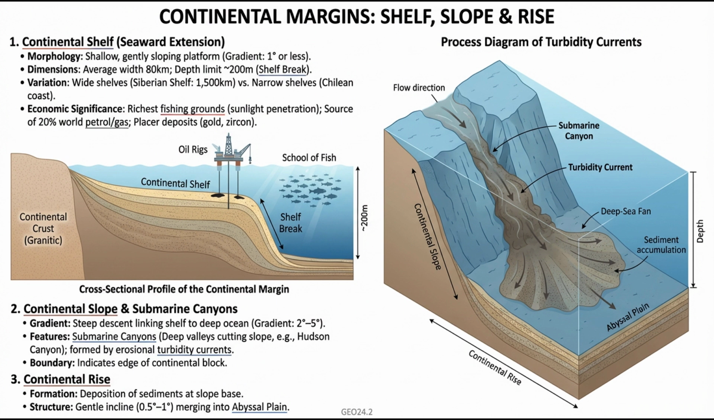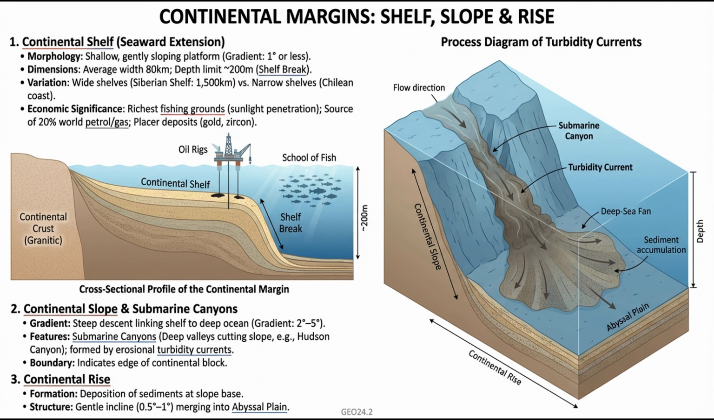How do these canyons form underwater? Rivers can't cut them there. The answer lies in turbidity currents. Think of them as underwater avalanches. Sediment-laden heavy water rushes down the slope at high speed, carving out these V-shaped valleys, like the Hudson Canyon. It is a strictly erosional feature.